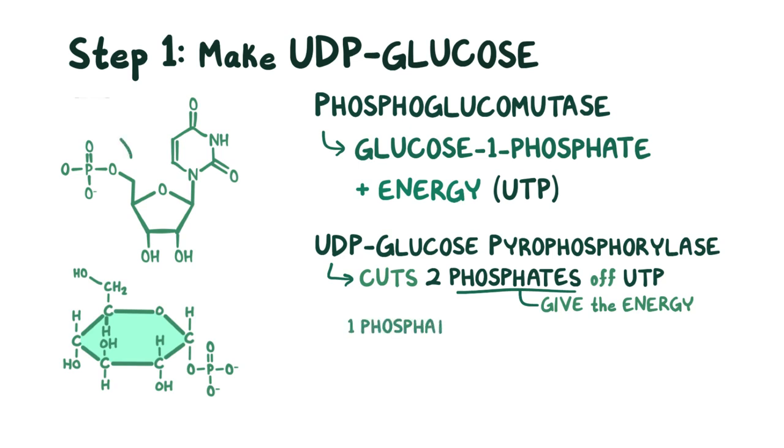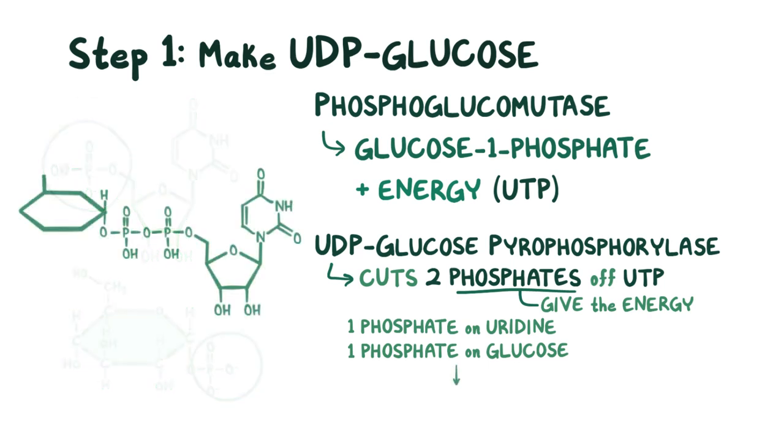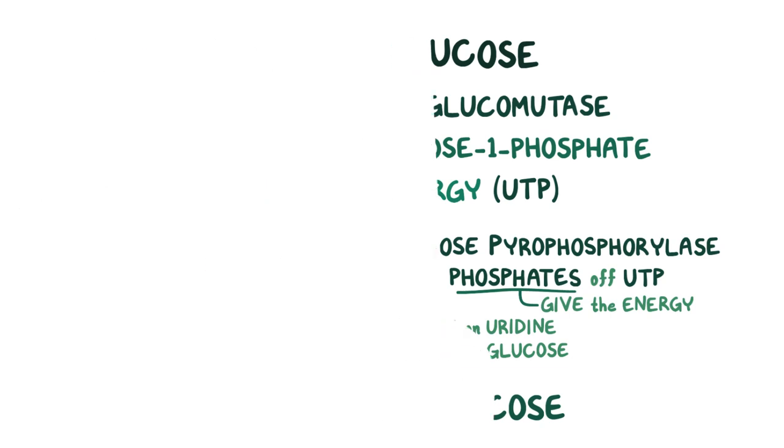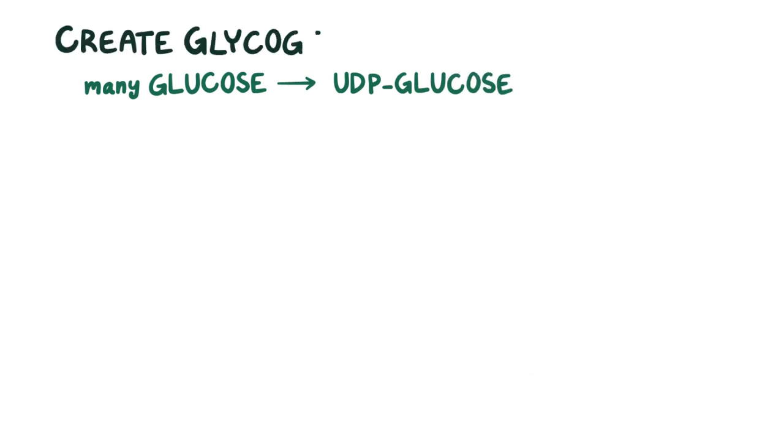So only 1 phosphate remains attached to uridine, and then glucose 1-phosphate is added to it. That makes 2 phosphates, so the resulting molecule is called UDP glucose. Once many glucose molecules are converted into UDP glucose molecules, we're ready to create glycogen.